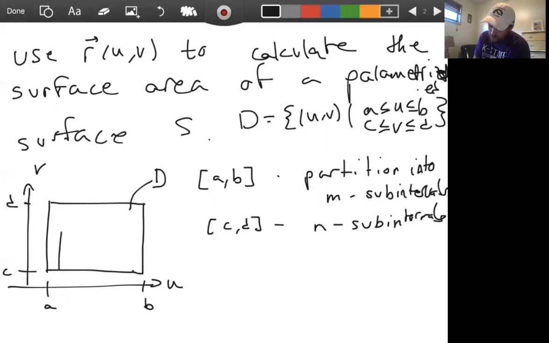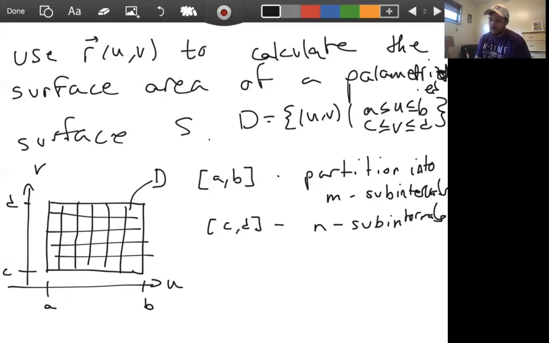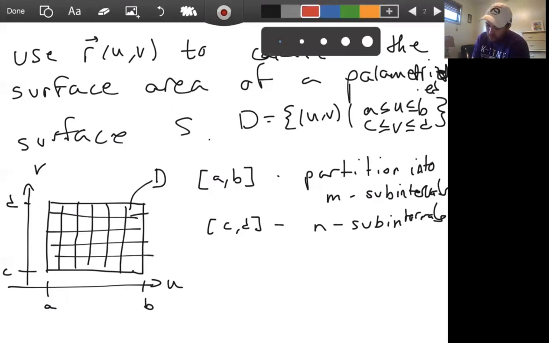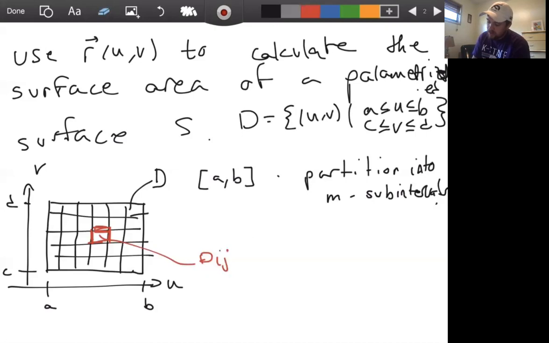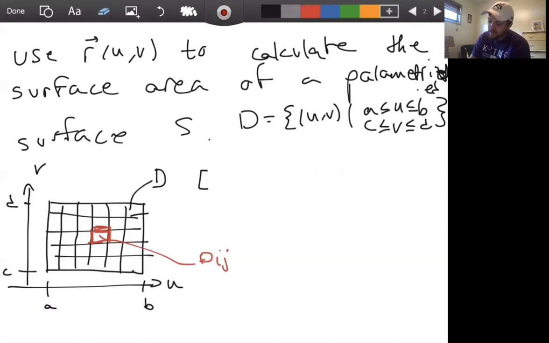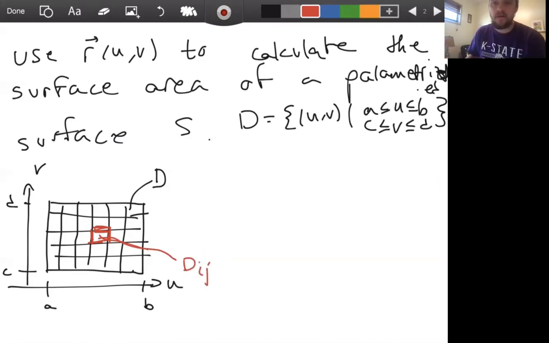And these partitions give us kind of an underlying grid of our domain. We can think about this grid as, in conjunction, these two partitions define these subrectangles Dij here, right? And remember, what we're trying to do is calculate the surface area of an arbitrarily complicated surface. And so we have these Dij's here. And how do we calculate surface area?